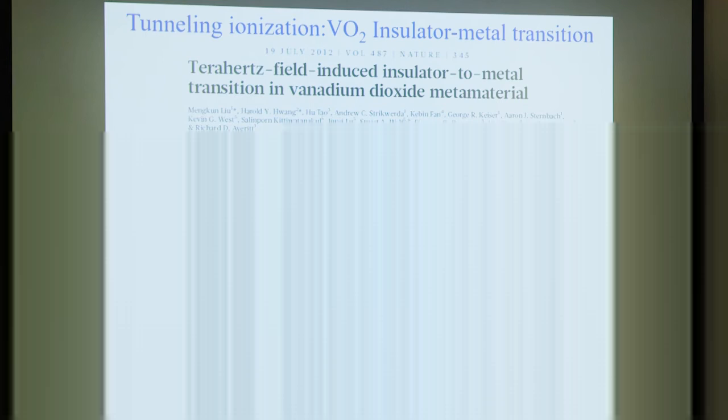By the way, in this case, we can also turn up the field and get breakdown, but you can see it's different. This is along equipotential lines. What I showed you before was along field lines. Now, what I've shown you so far is a terahertz-induced electronic phase transition. But there's a structural phase transition associated with this, right? There's this distortion, change in the crystal symmetry.